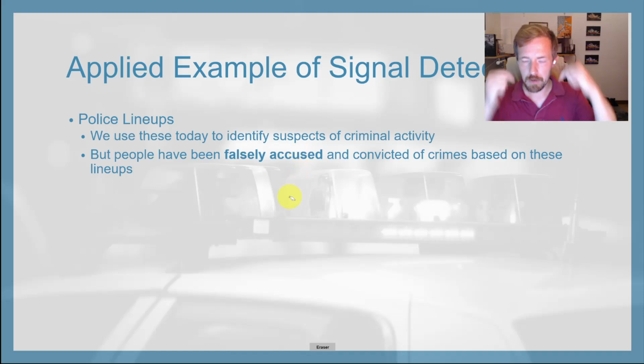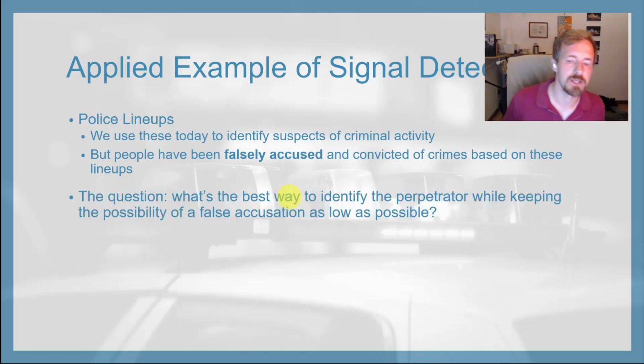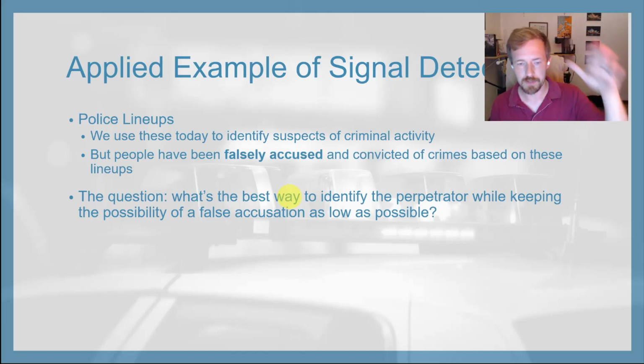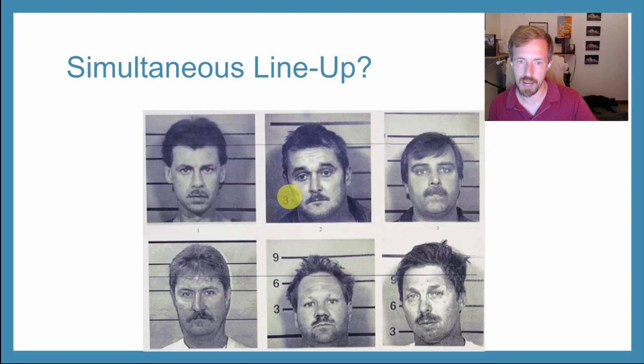And if you're thinking about signal detection terminology, what we're looking for there is false alarms, right? So the question is, what is the best way to identify a perpetrator while you are trying to keep false alarms as low as possible? So maybe it's a simultaneous lineup, like you see here, where you see 6 individuals and you have to say, yes, that is the guy. You're pointing at the person. So this is a simultaneous police lineup style.